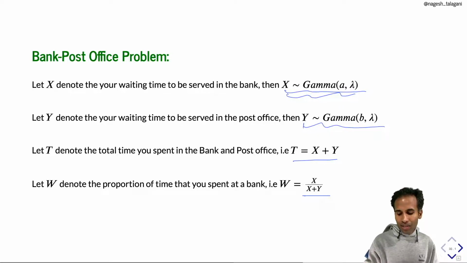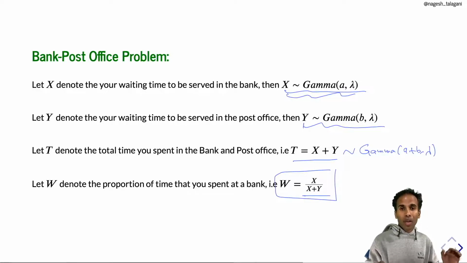Now we can see that this t actually follows gamma distribution with the parameters a plus b comma lambda, because we already know the sum of independent gamma random variables with the same rate parameter is going to be again a gamma random variable. So I can say that this t equal to x plus y follows again gamma distribution with the parameters a plus b comma lambda. But we can't say anything about w yet. Okay, so our goal is going to be to get the PDF of this w, which is the proportion of the time you spent in the bank. Okay, fine.